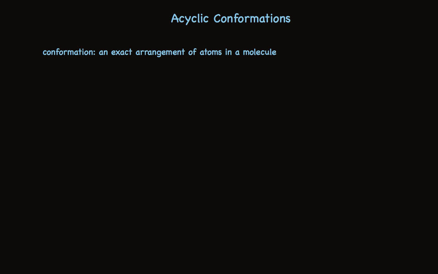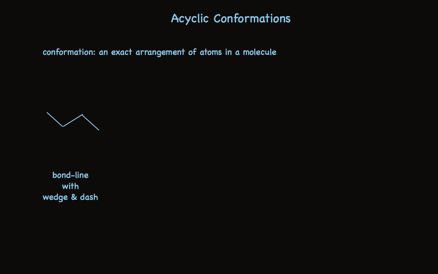A conformation is an exact arrangement of atoms in a molecule. Not just how they're attached, but how they relate to each other in space. You know that the bond line convention for drawing organic molecules is quick, easy, and effective. It shows a lot about structures. It even lets us show 3 dimensions.